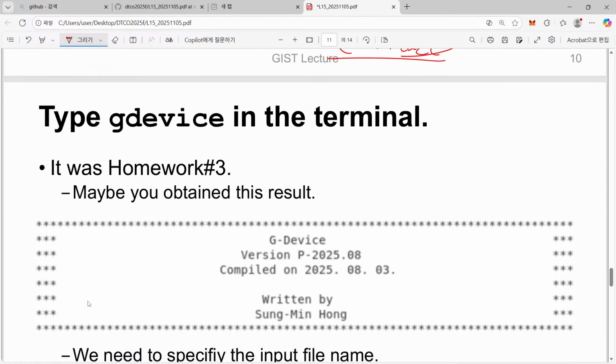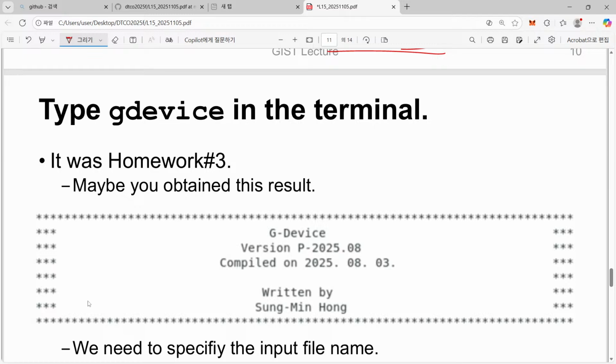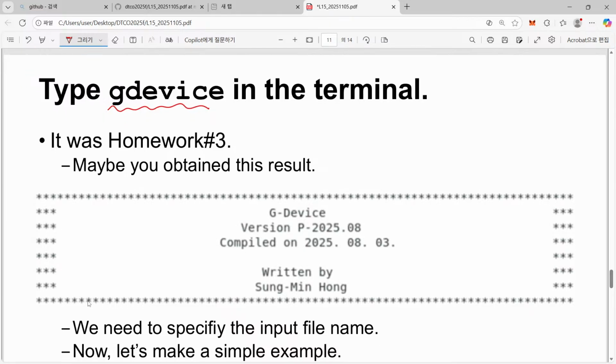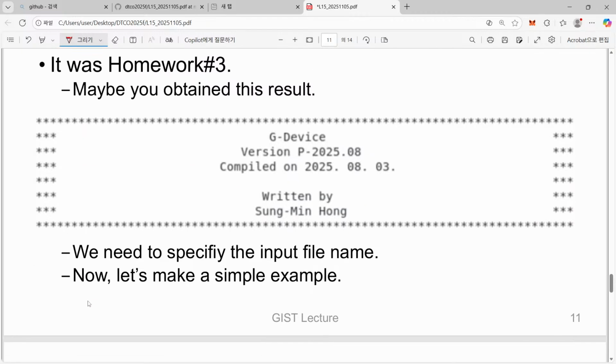First of all, you have to check again whether you can access this code. That was actually homework number 3, and all of you successfully did homework 3, so I'm certain that you can obtain this result again. When you type just G-device, it shows a name and version number, and of course it will have some complaint. What is the complaint? We need to specify the info file name. Then what is the info file name? We have to fill that file.